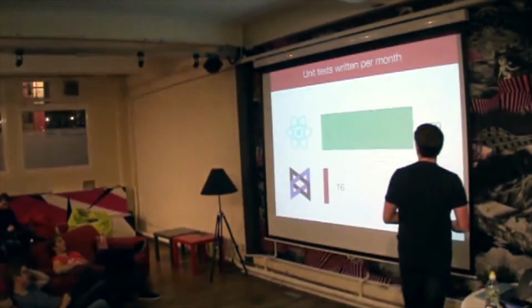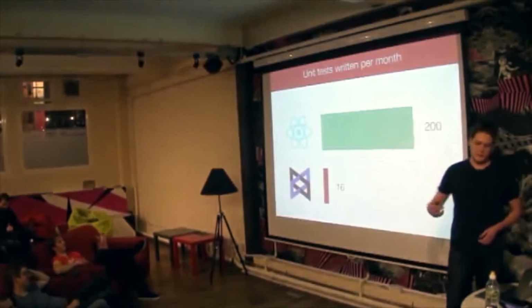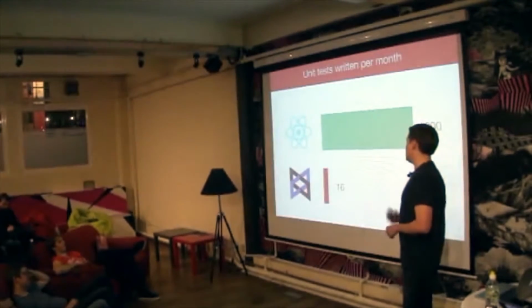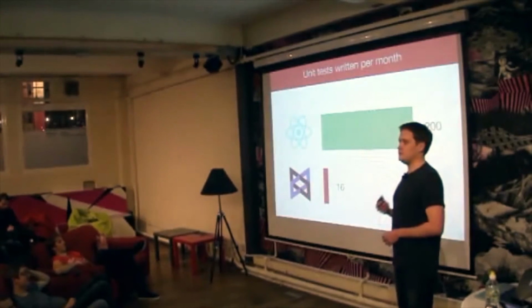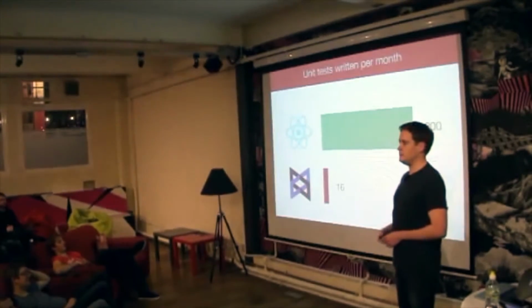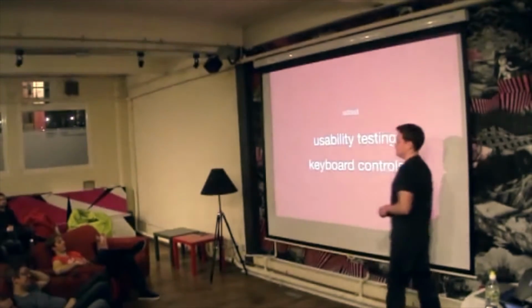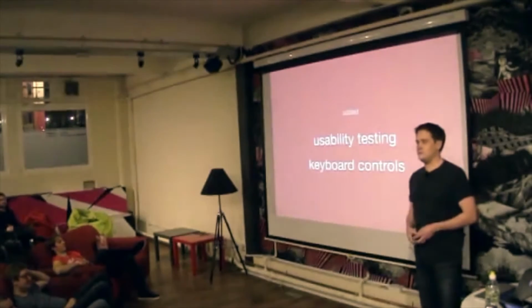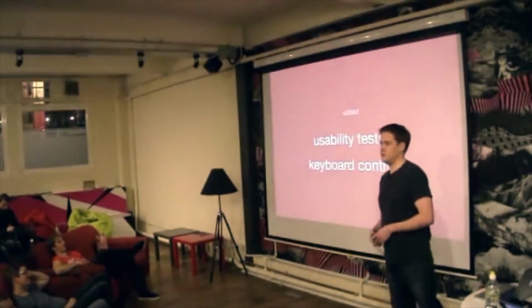So, for example, we write more unit tests per month now than we ever have. The amount of unit tests in itself isn't necessarily a measurement of quality, but the fact that we have fewer regressions, and fewer regressions of a serious nature, that is a measurement of quality. We've also added usability testing to our workflow, so now every feature must be usability tested before it's released. And every feature must support keyboard controls.